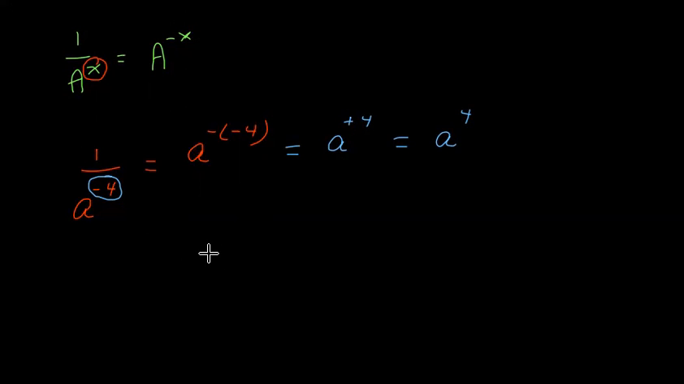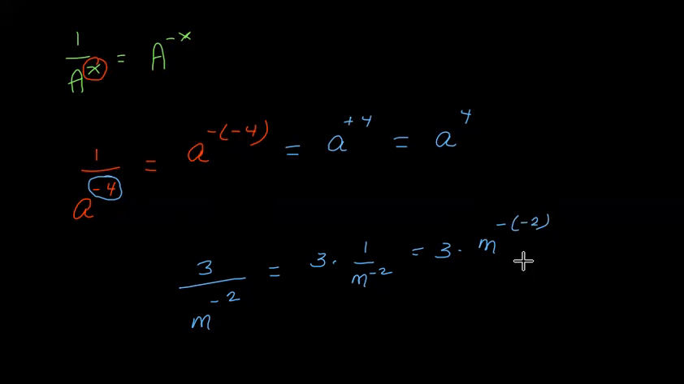Okay, so here's another example. What if I had 3 over, let's say, m to the minus 2 power? This is 3 multiplied by 1 over m to the minus 2. This then becomes 3 multiplied by m to the minus 2. And this becomes 3m squared. Minus or minus 2 becomes just a positive 2. And 3 times m squared is just 3m squared.